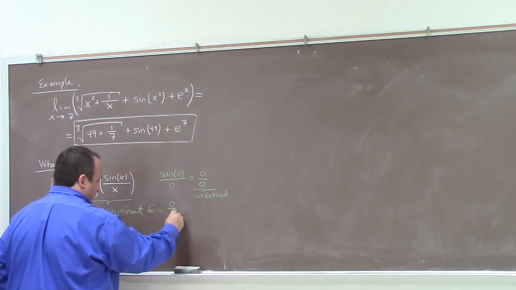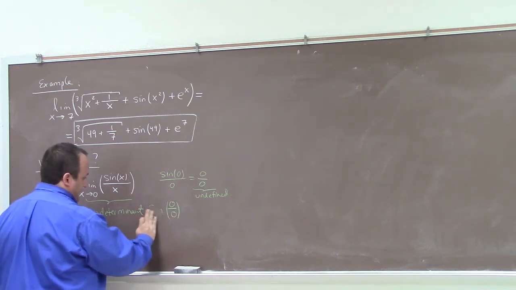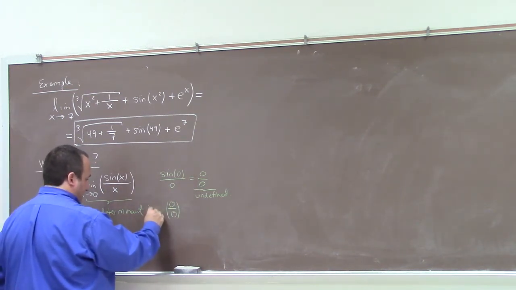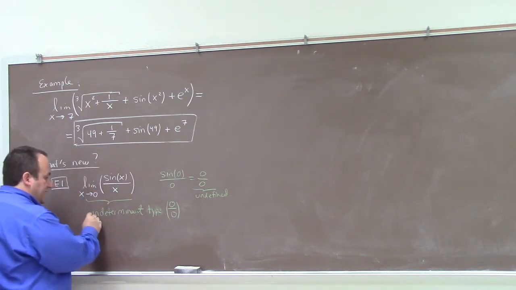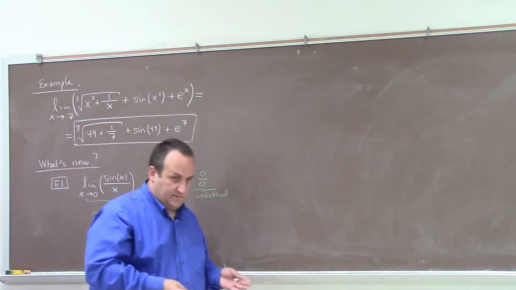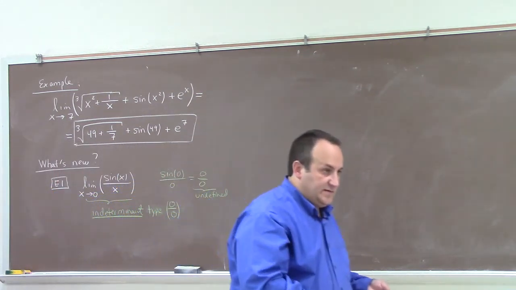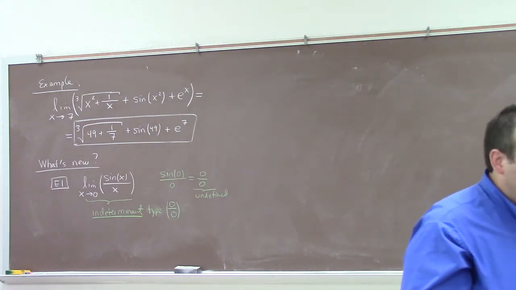Zero over 0, right? And I usually say indeterminate type. Type 0 over 0. Now what this word indeterminate means is that it could work out to different things. It might not exist. It might work out to infinity. It might work out to 3. It might work out to 2.